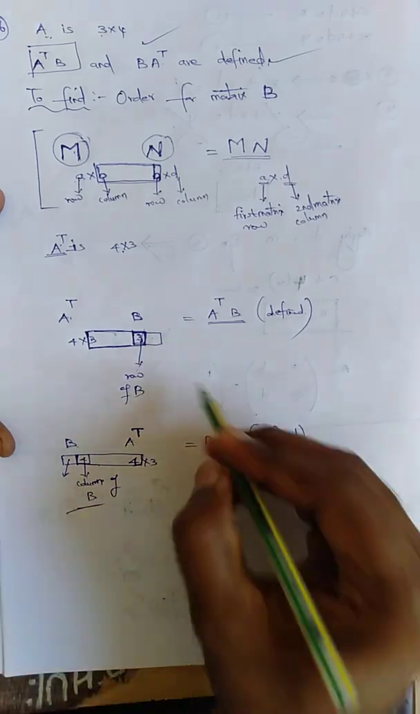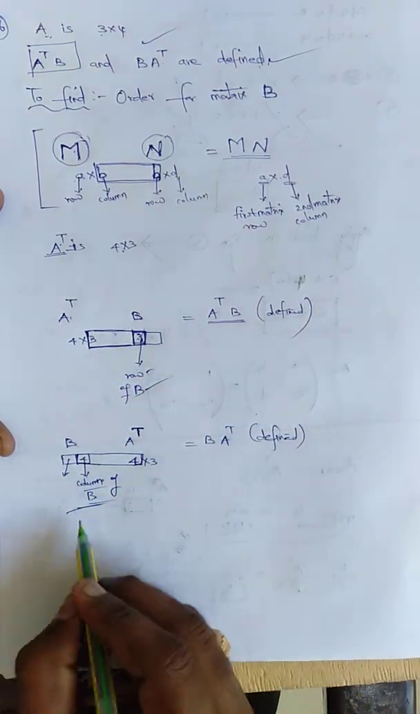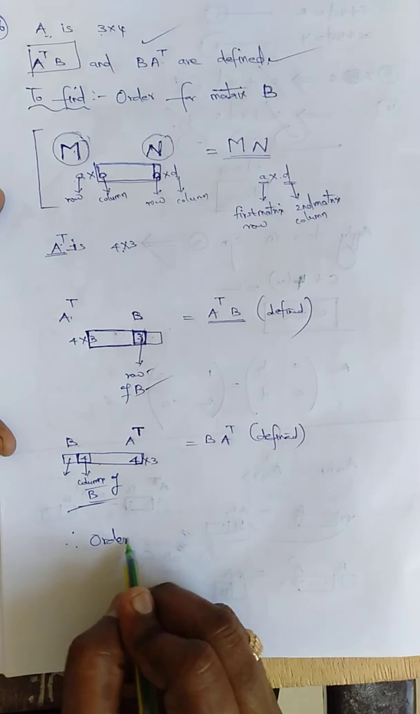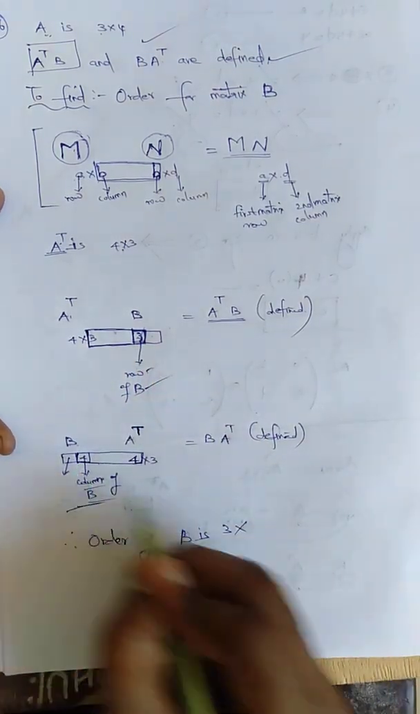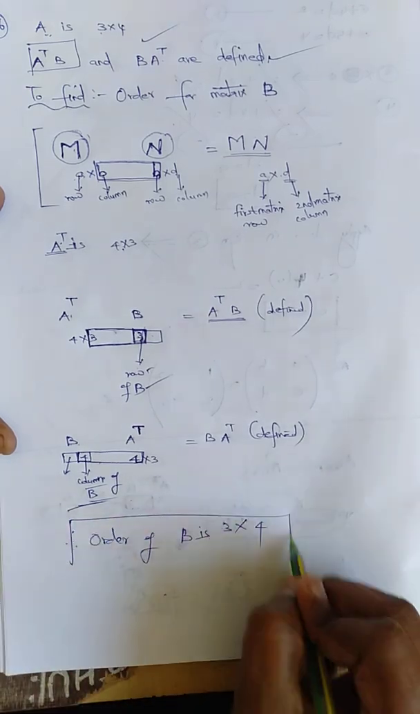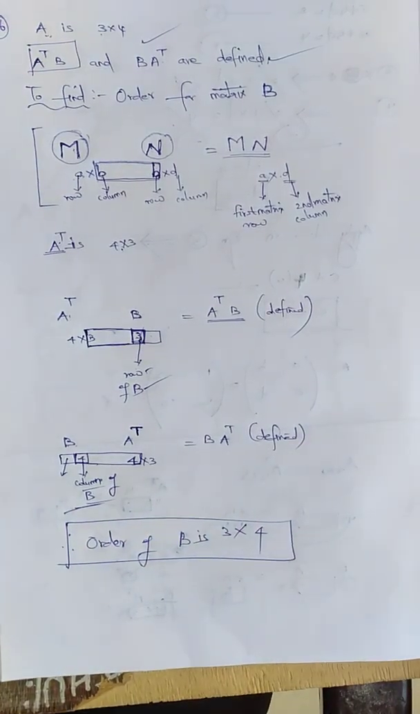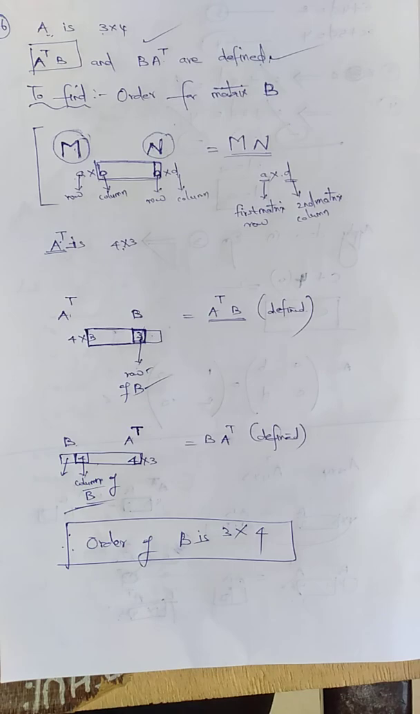of B. So we know the row of B and the column of B. Therefore the order of B is: what is the row? 3. What is the column? 4. So this is the required answer for this sum. We need to use our mental calculation to find the answer for this sum. Thank you.